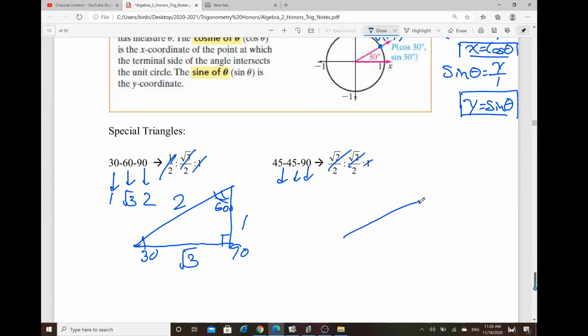This one would be considered an isosceles triangle, so the side lengths should be exactly the same. Let me resketch the diagram. Special right triangle, 45, 45, 90 degree. This one is considered 1, 1, and root 2. So 1, 1, and root 2.